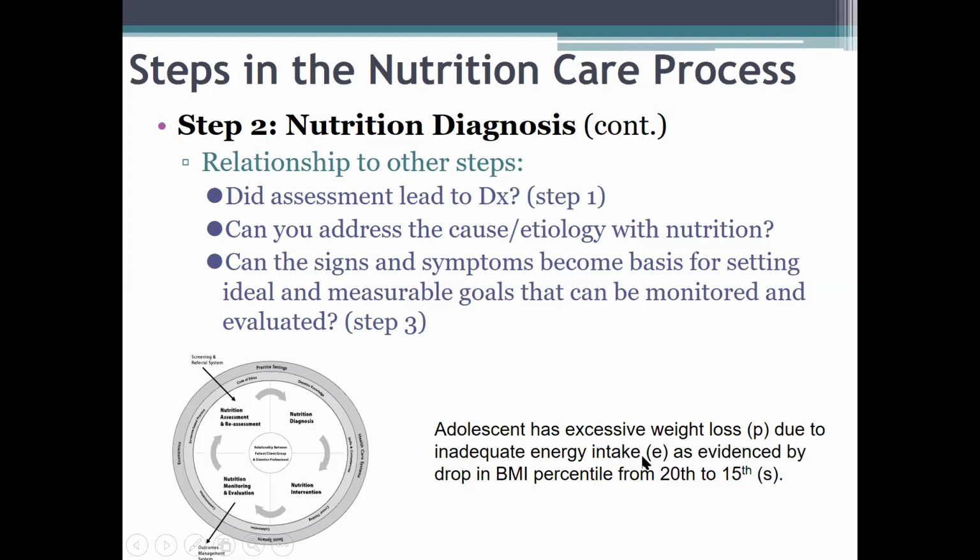Signs and symptoms. Can this become the basis for setting ideal and measurable goals? So can we monitor and evaluate someone's growth chart? I'd hope so, right? I'd be really embarrassed if you couldn't. So that is a good sign and symptom. So our PES statement is good.